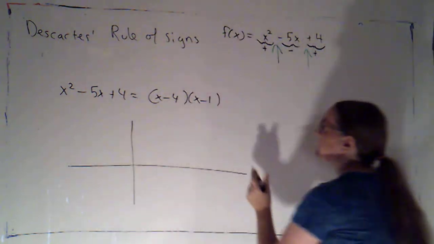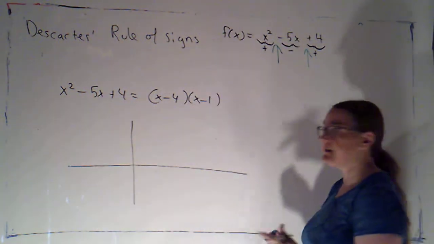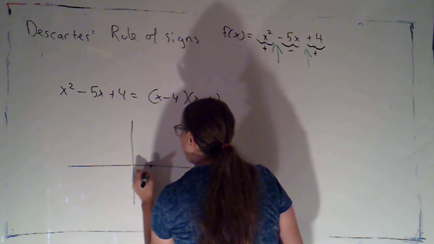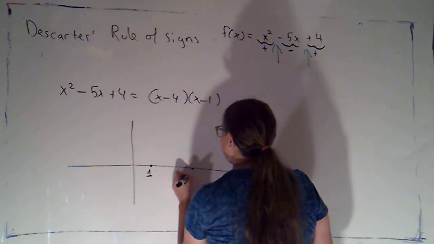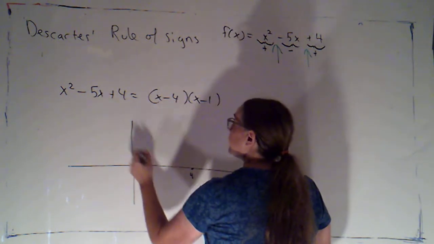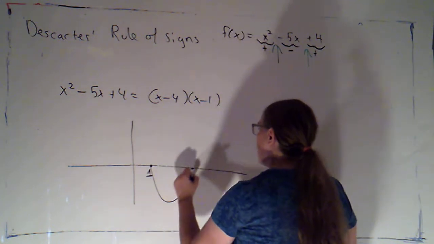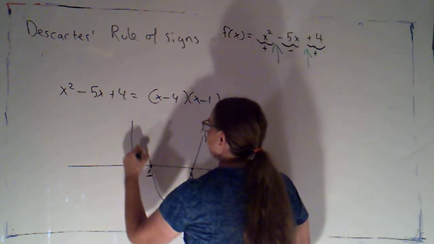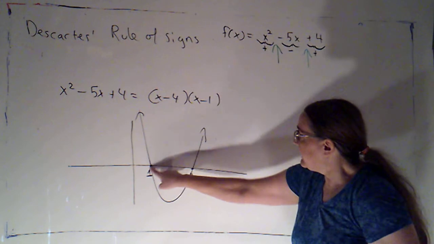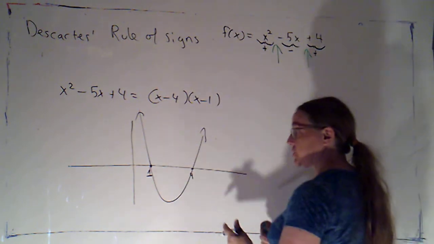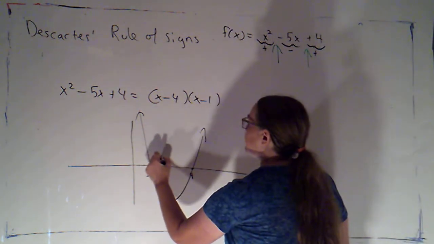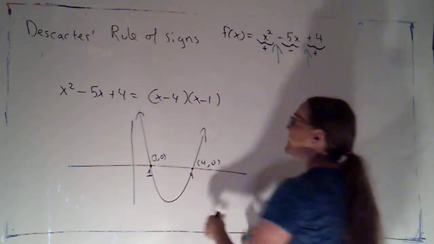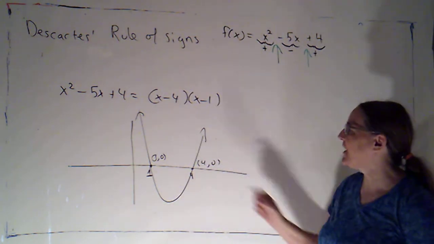So it actually does have two positive zeros, because it would have a 0 at 1 and it would have a 0 at 4. Okay. So this is just going to be a parabola that opens up. And here are my two x-intercepts, would be the point 1, 0, and 4, 0. The zeros are the x values of those, 1 and 4.